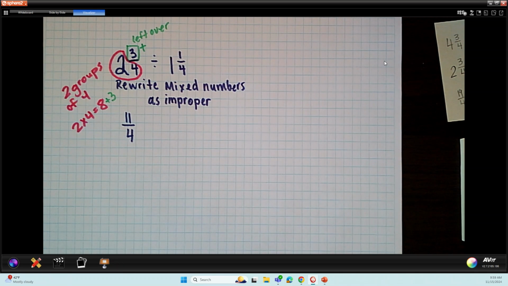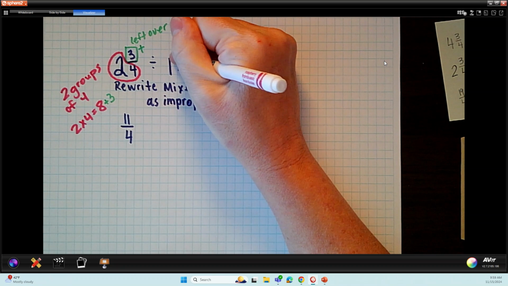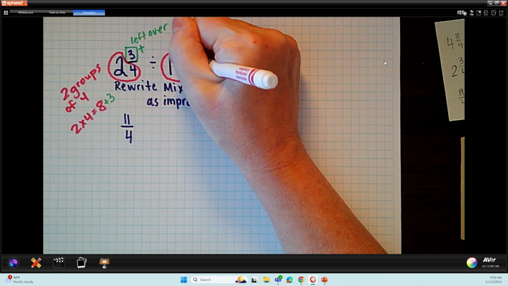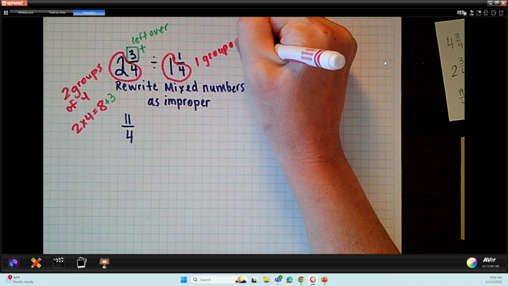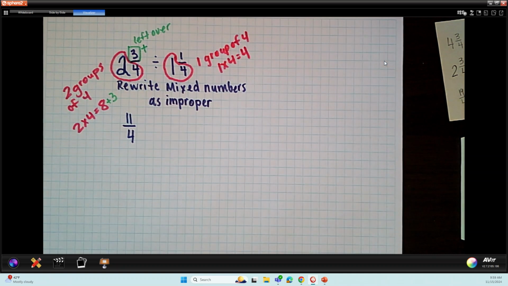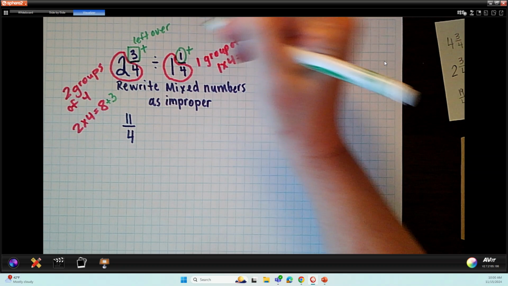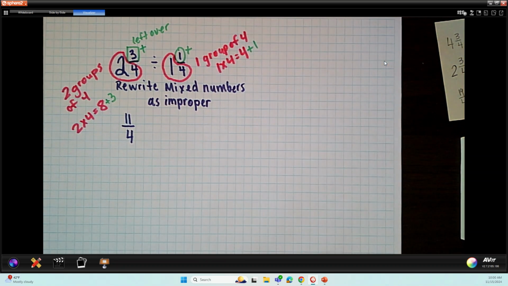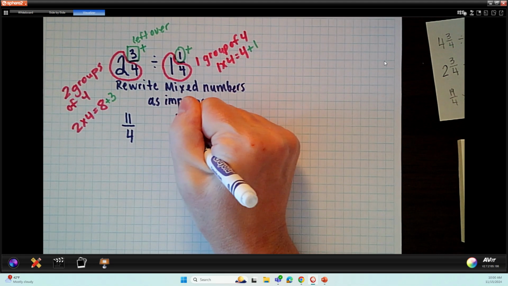Then we do the same thing over here. We take the larger number, which tells us that we have one group of 4. That's what that's saying. This is one group of 4, which is 1 times 4. And then we're going to add in the leftovers. So in this case, we're going to add this in plus 1, and that's going to be 5/4. Okay, so this is 5/4.